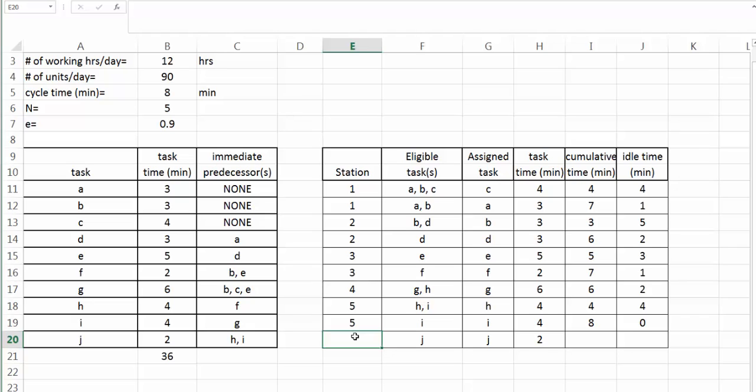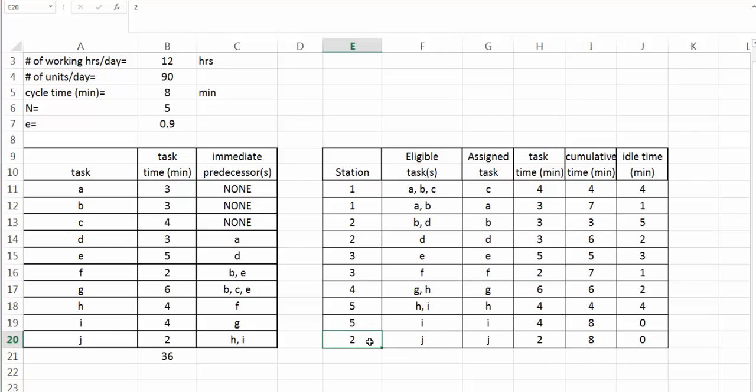Let's go with Station 2. All right. So the cumulative time for workstation 2 will be 6 plus 2, 8 minutes. In the end, there will be no idle time left at workstation 2. So what do we see? Workstation 1 will get tasks A and C. Workstation 2 will be getting tasks B, D, J. Station 3 gets E and F. Station 4 gets G only. And Station 5 gets H and I.